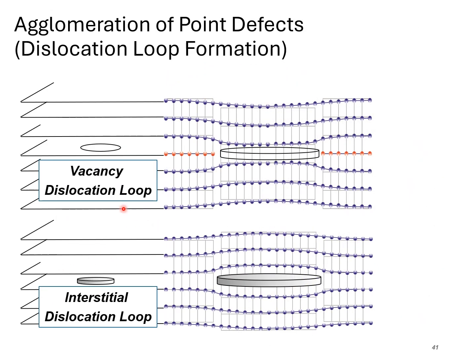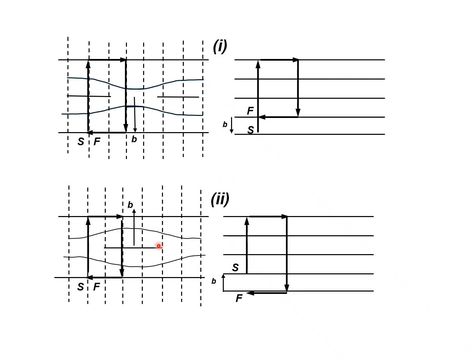And these are just an example, just to show a bit more schematically. In a vacancy loop, we're taking material out from a certain region of a plane, and in an interstitial loop, we're shoving in a plate of material. And it distorts the lattice accordingly.